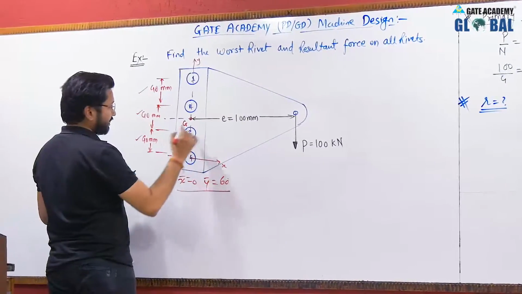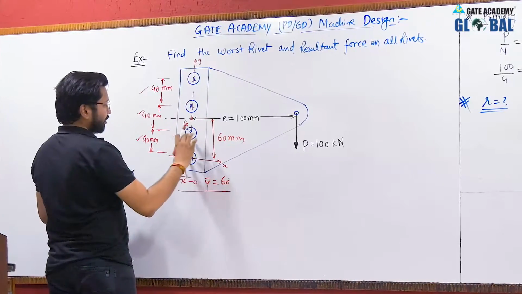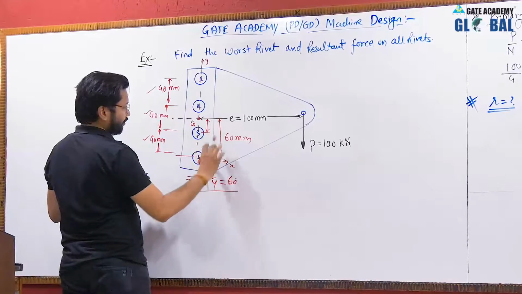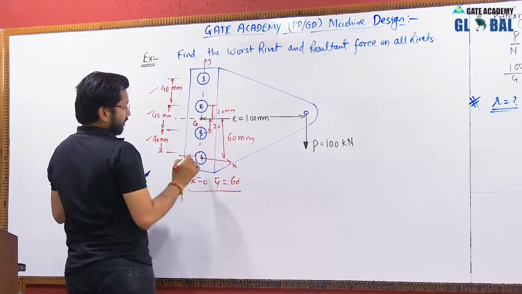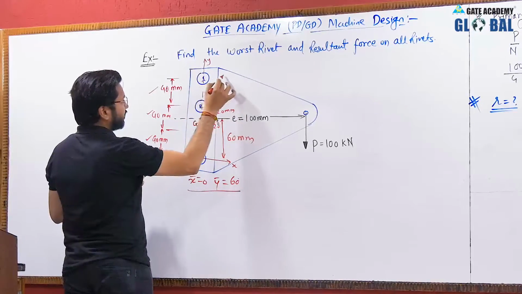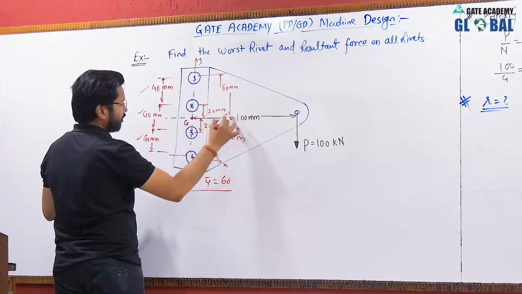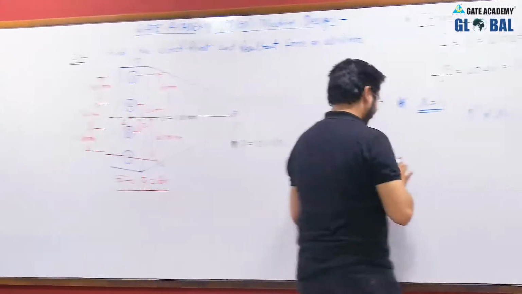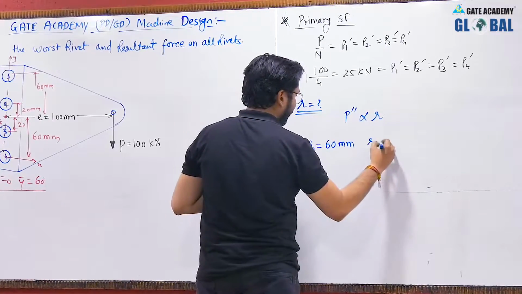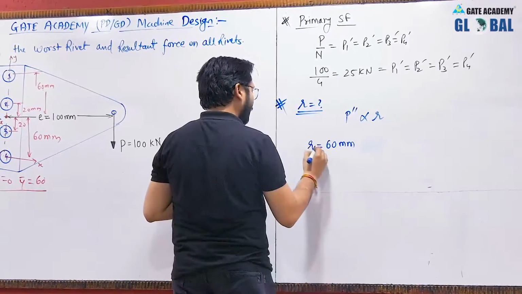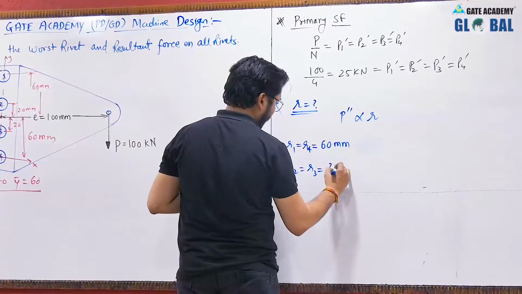So this distance is 60 mm, this distance is 100 mm. So this distance will be equal to 60 minus 40, so this is 20 mm, this is also 20 mm, and this distance will be 60 mm, this will also be 60 mm. So basically R1 will be equal to 60 mm, also R4 will be equal to 60 mm. So you can write R4 equal to R1 equal to 60 mm, and R2 and R3 will be 20 mm.